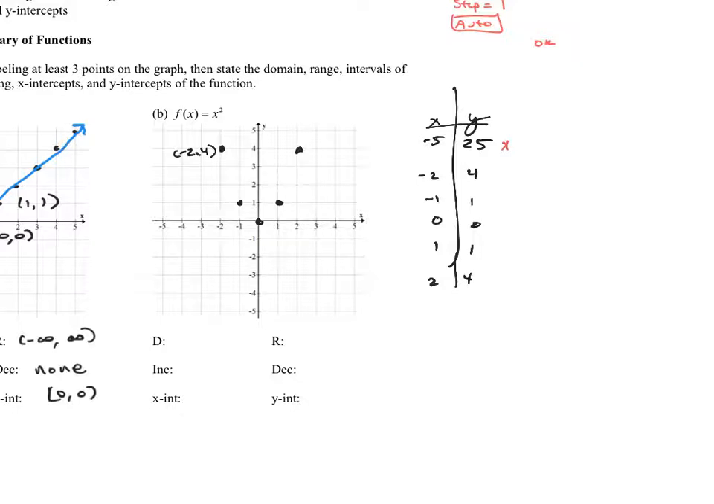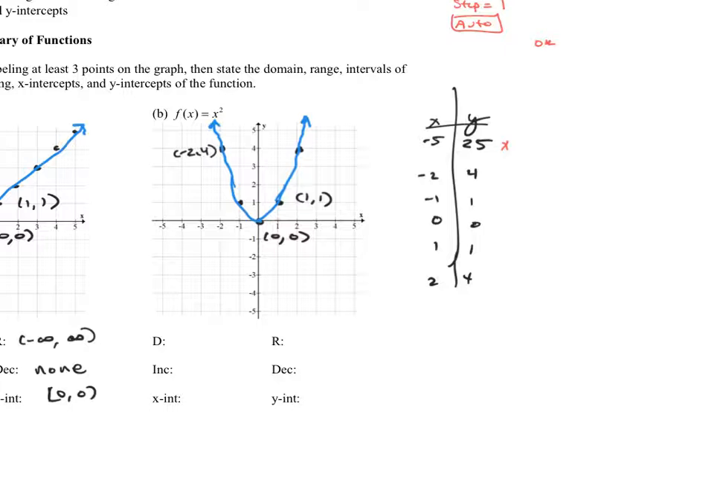I plot each and every one of the points that's accurate within the window. I need to make sure that I label at least 3 of them. Doesn't matter which 3 you label, just label at least 3. You could label all of them if you want. I'm going to sketch the graph. This one's a nice curve, it's called a parabola shape. Make sure that you touch the edges of the graph. Looks something like this. The questions now are domain and range.